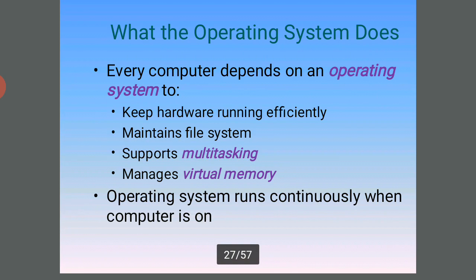And what does the operating system do? Every computer depends on an operating system to keep the hardware running efficiently, maintain the file system, support multitasking and manage virtual memory. The operating system runs when the computer is on. So what is multitasking and what is virtual memory? So this supports multitasking and virtual memory. The operating system runs continuously when the computer is on.